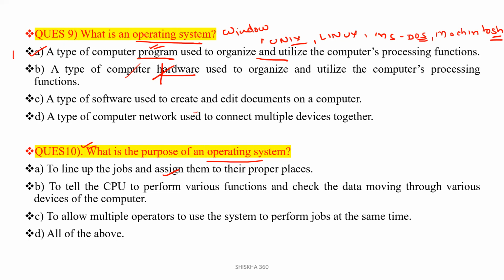Okay, so what is the purpose? Option A is one correct one, that is, to line up the jobs and assign them to their proper places, also to tell the CPU, the central processing unit, to perform the various jobs and check the data moving through the various devices of the computer, and to allow multiple operators to use the system to perform jobs at the same time. Clear? So all three are correct. So option number D will be the accurate answer, that is, all of the above.